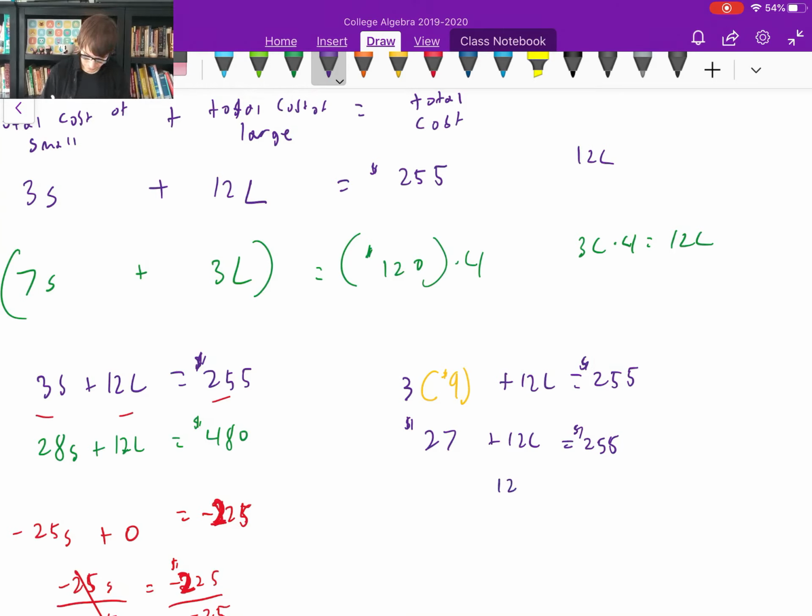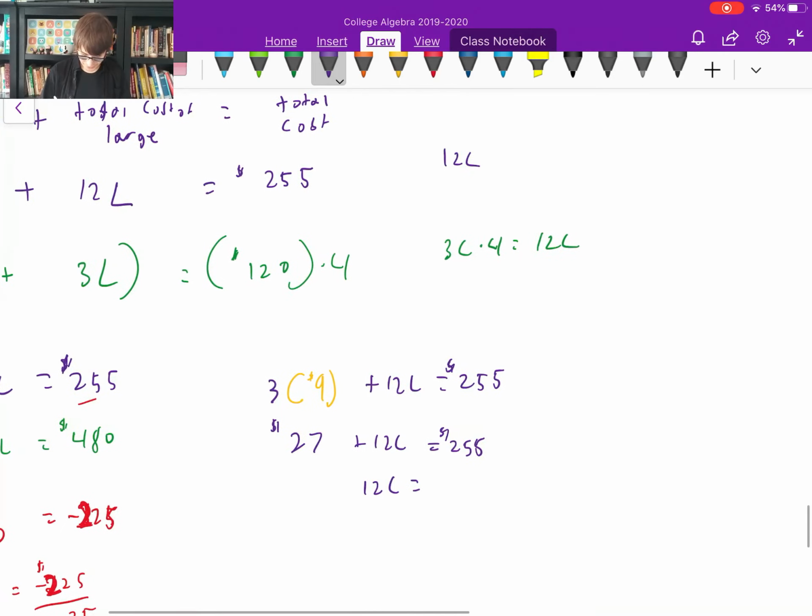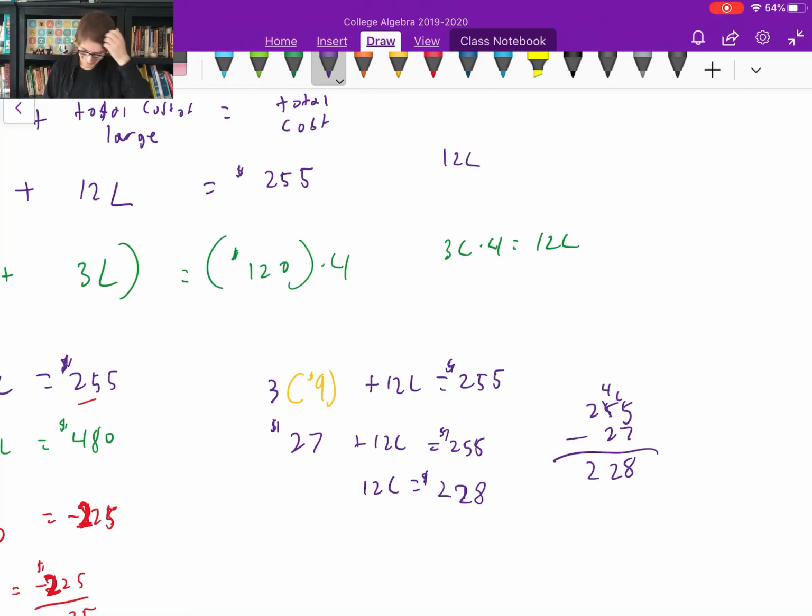You get 12L equals, let's make sure I'm doing this right now. I believe that is $218. That's what that should be. Because if you did 255 minus 27, let's see. So you subtract, this is a 4, so it's 15, 8, 228. It's a good thing I checked, because apparently I can't do basic math in my head. That's $228. Wow, that's unfortunate. Oh man, never mind. Okay.